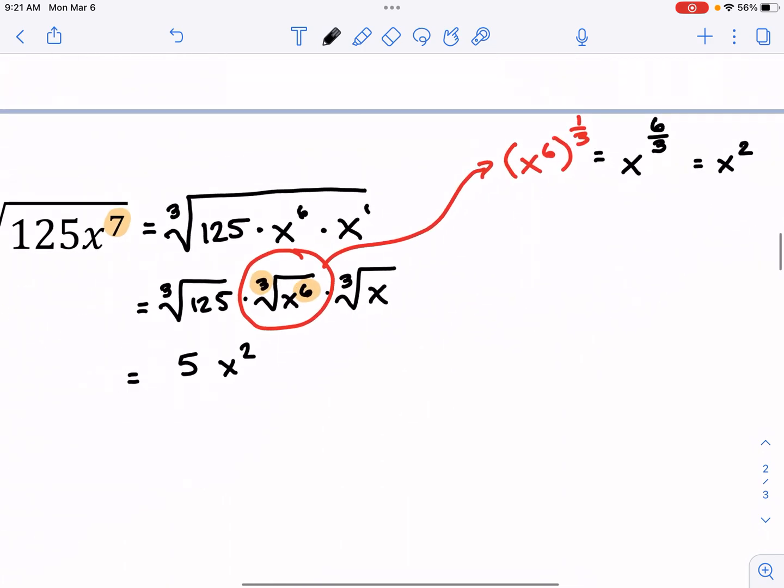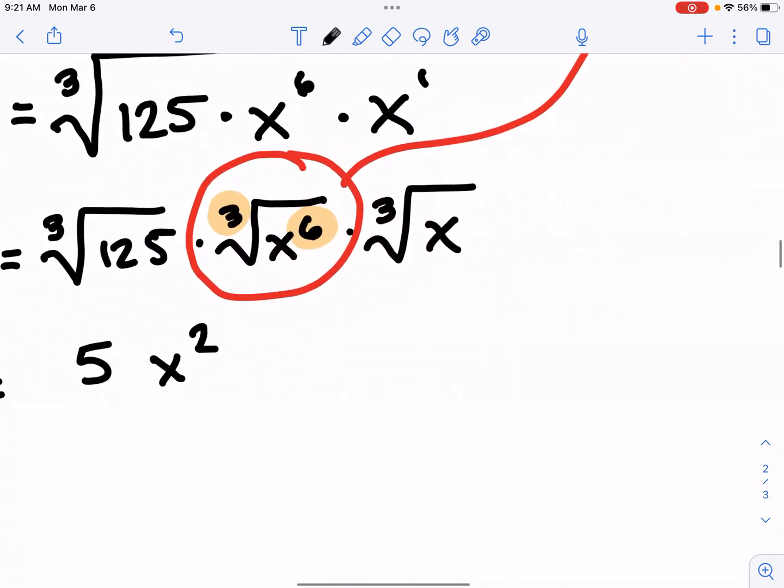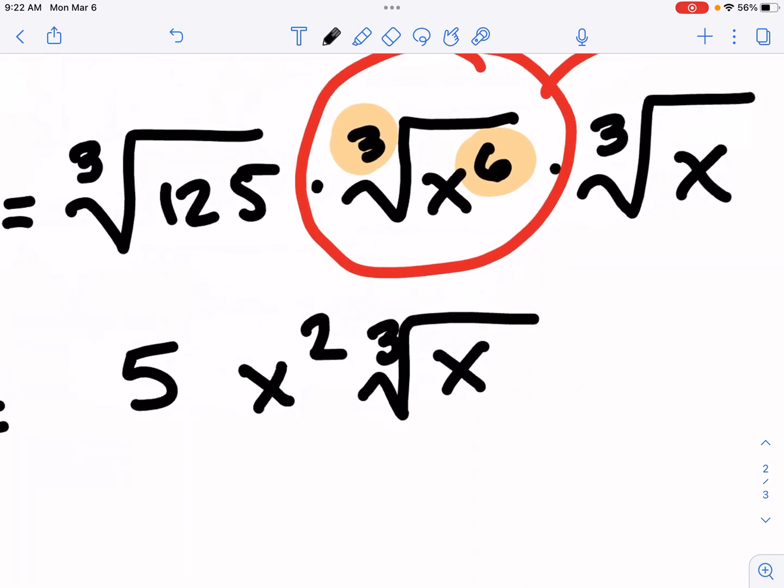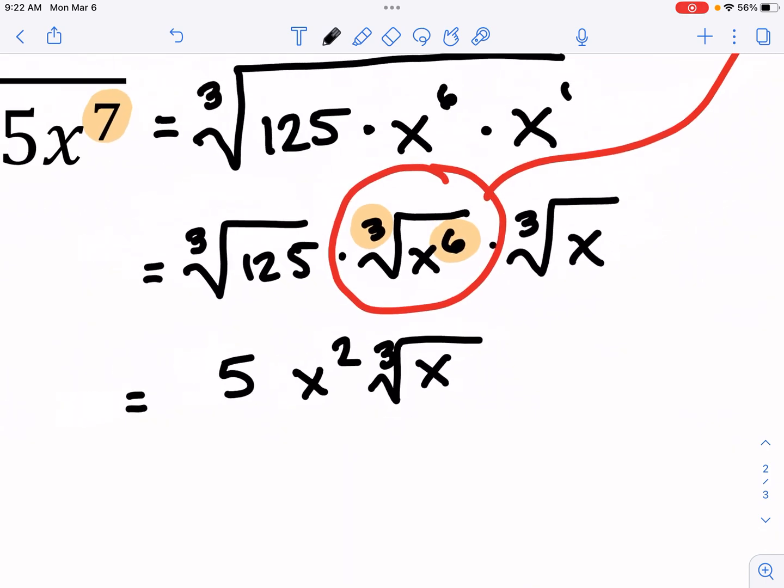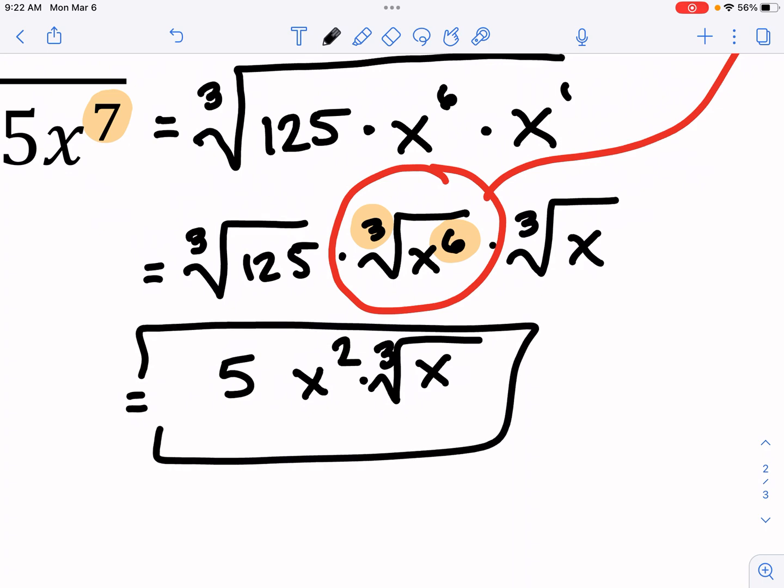Okay. And then finally, the last part, that's our remainder. Nothing's going to happen with that. We're going to put the cube root of x. Not to confuse the 2 and the 3 being together. That's not a 23. I'll put a dot here so we can separate them. But our final answer is 5x squared times the cube root of x.